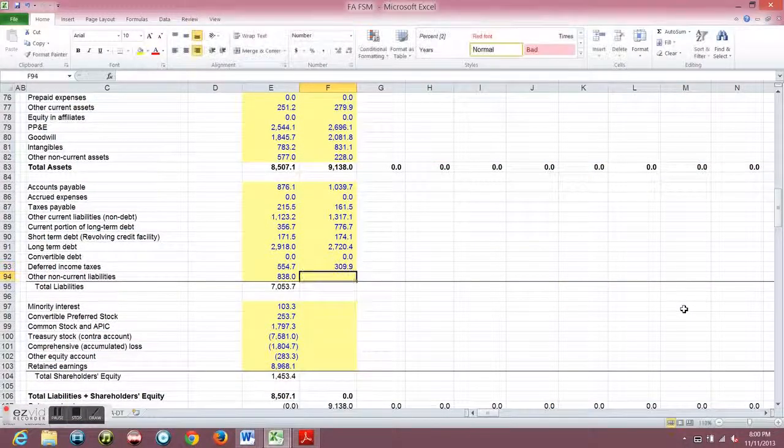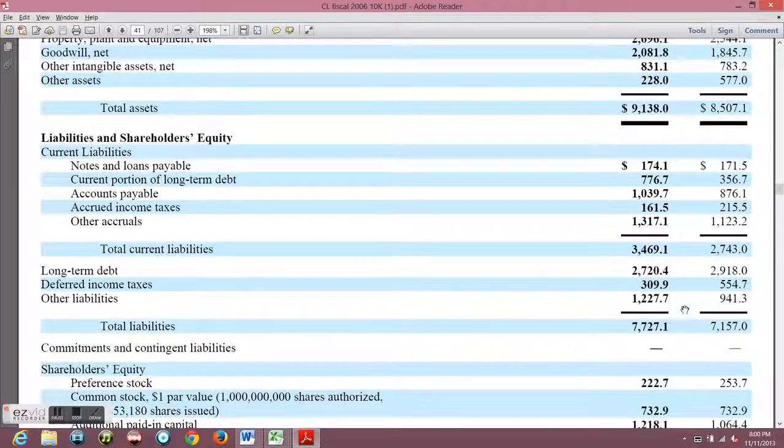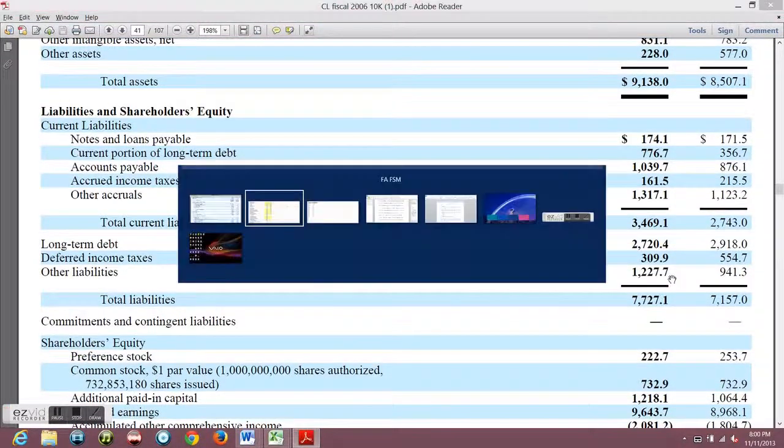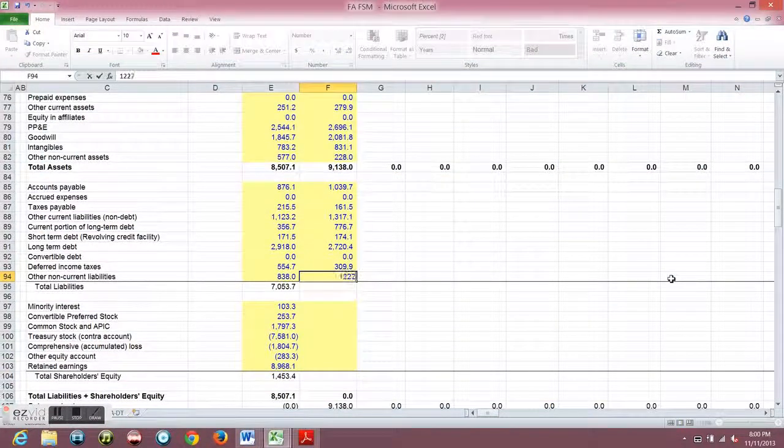Other non-current liabilities is going to be here, 1227.7. Now, we're not essentially done with that account yet. We have to subtract something. Within this account, as we read in the 10-K, it says that minority interest is counted into other non-current liabilities. We need to take that out because in our model, we want to stick that minority interest into our shareholders' equity. So where do we find that amount?